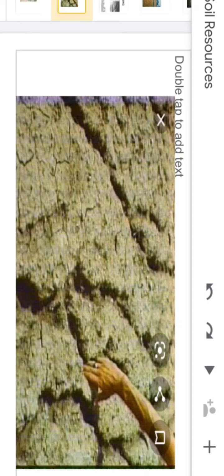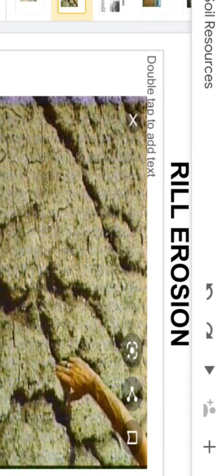Next is the rill erosion. Now in rill erosion, what happens is during the rainy season, rainwater running on the surface forms thin narrow grooves. You can see in this picture, thin narrow grooves are formed because of the heavy rainfall, and such narrow finger-like grooves are called rill erosion. It mostly happens in the ravines of Chambal region.